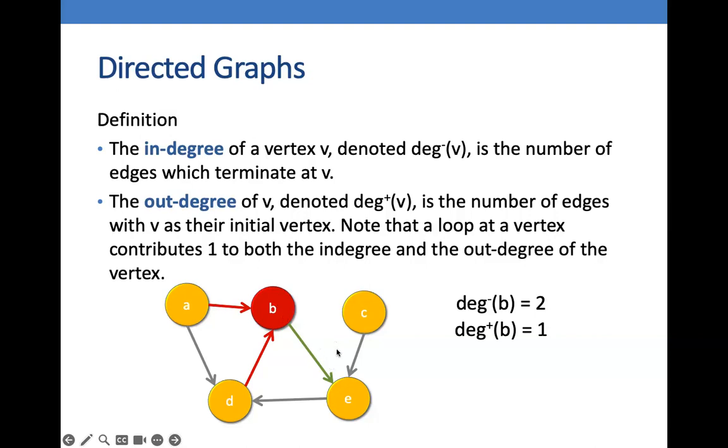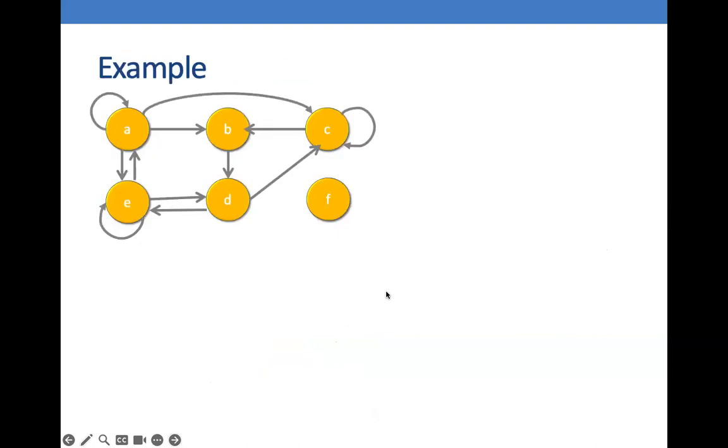That will be your out degree. Okay, so let us have this example. We have nodes A, B, C, E, D, and then F. So A, E, and C both have loops. And then between A and E, there is a way from A to E and a way from E to A. And similar for E and D, there are also 2 ways here.